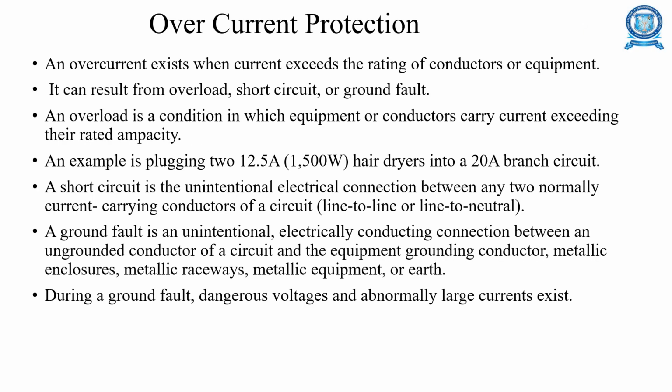Here, overcurrent protection applies when current exceeds the rating of conductors. An overload is a condition in which the equipment or conductors carry current exceeding their rated capacity. A short circuit is an unintentional electrical connection between any two normally current-carrying conductors of the circuit, that is, a line to line or line to neutral fault. During a ground fault, dangerous voltages and abnormally large currents exist.